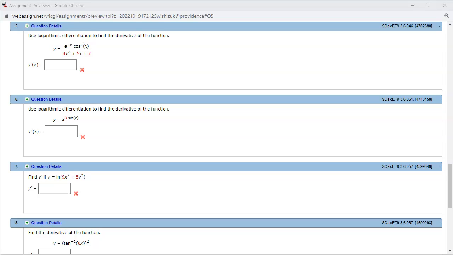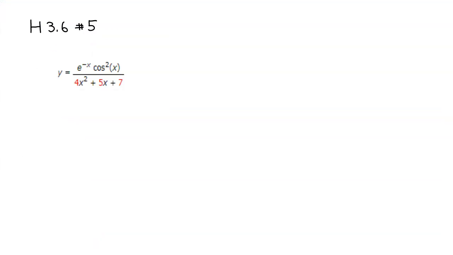All right, let's look at homework 3.6, problem number 5. Let's use log differentiation to find the derivative of this given function. First step, we're going to take the natural log of both sides. So we're going to apply natural log to both sides.